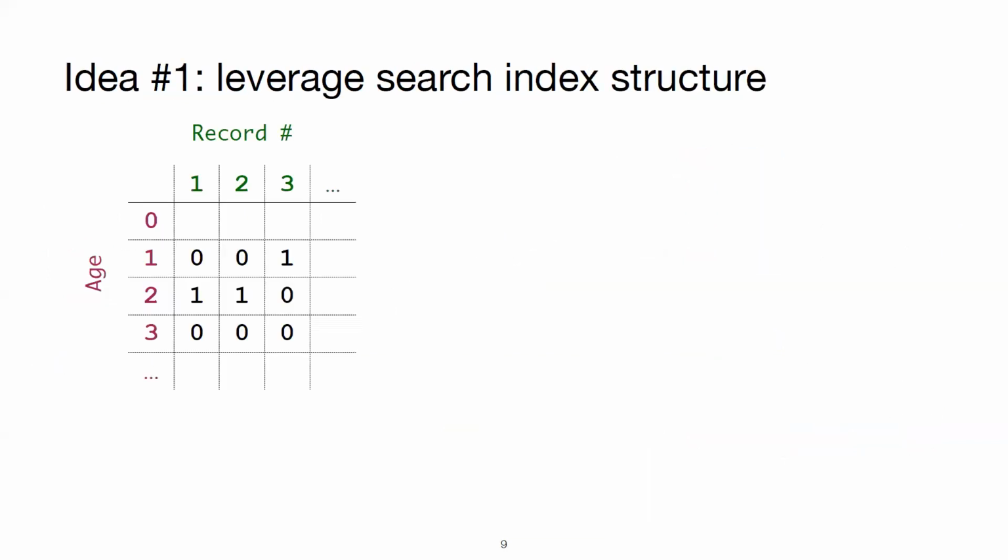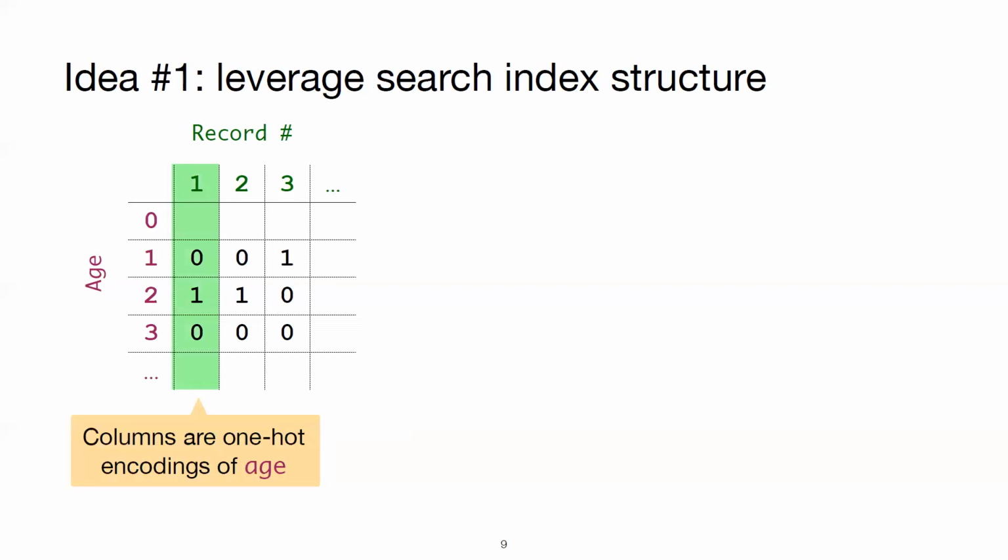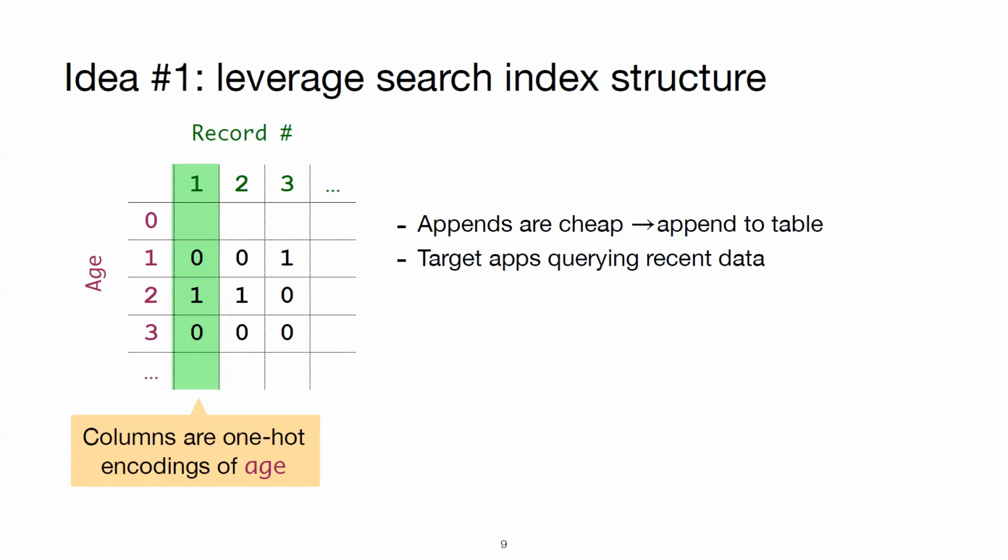So for each feature, we're going to construct a special index. And the idea is that each column is going to be a one-hot encoding of the value of that feature. So here, this is going to be a one-hot encoding of age. And here, appends are cheap. So appending to the table just requires adding a new column. And we're going to be targeting applications that query recent data. So we'll just be able to keep a sliding window and be able to throw away old columns in order to keep this table size relatively small.